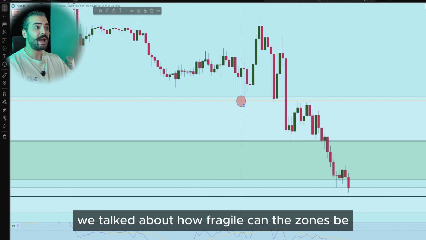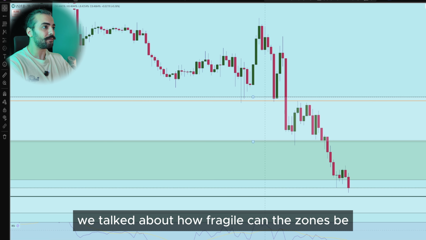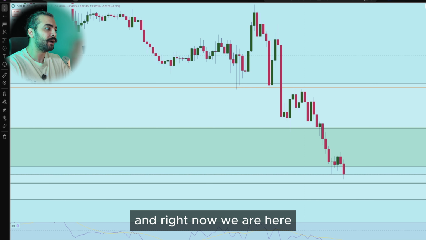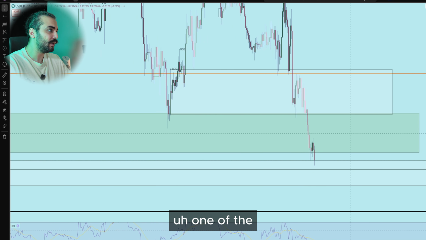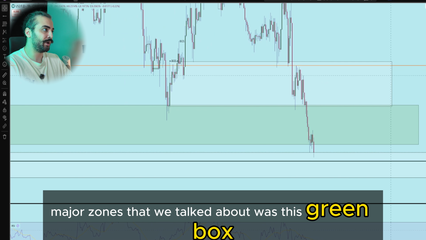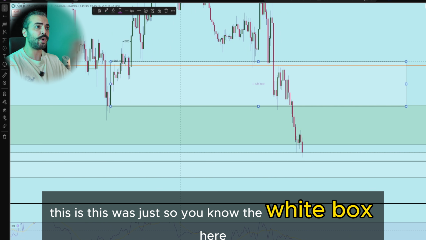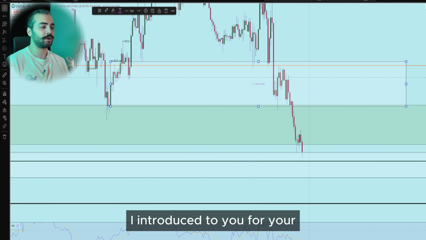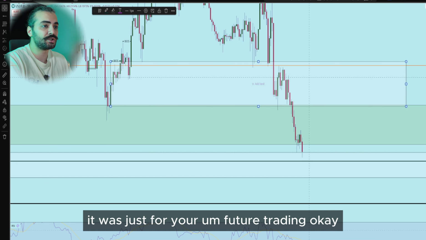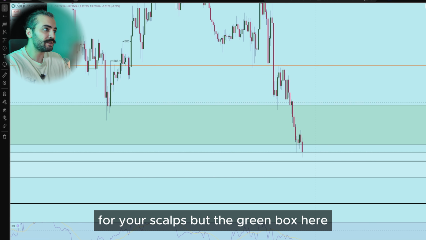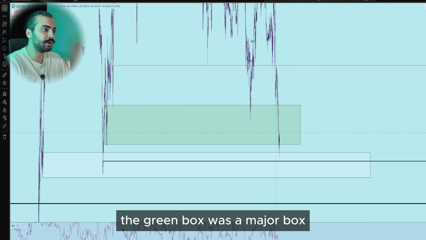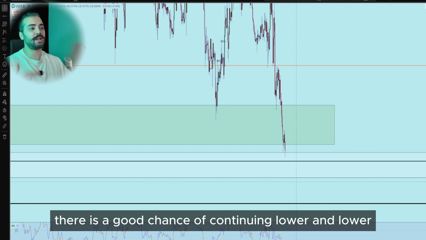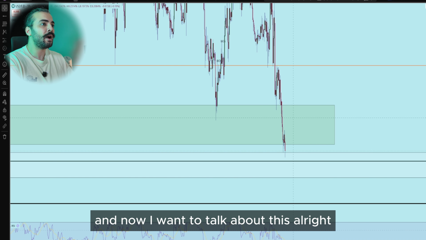And we talked about how fragile the zones can be. Once we hit one zone, how fragile it can be, how it can go lower and lower, and right now we are here. One of the major zones that we talked about was this green box. The white box here was just the setup that I introduced to you for your futures trading, for your scalps. But the green box here was the major box, and what we talked about was that below the green box, there is a good chance of continuing lower and lower. And now I want to talk about this.